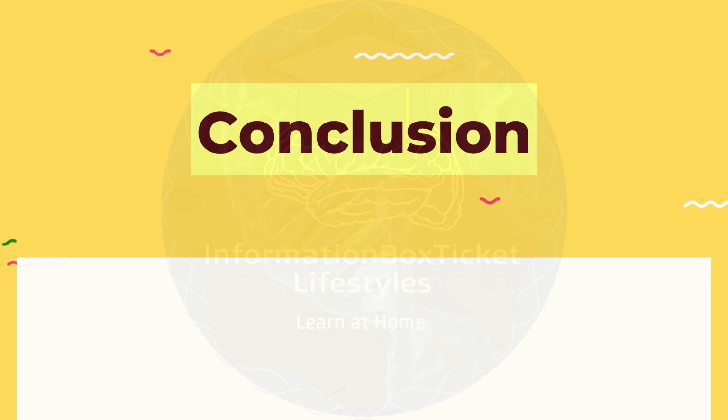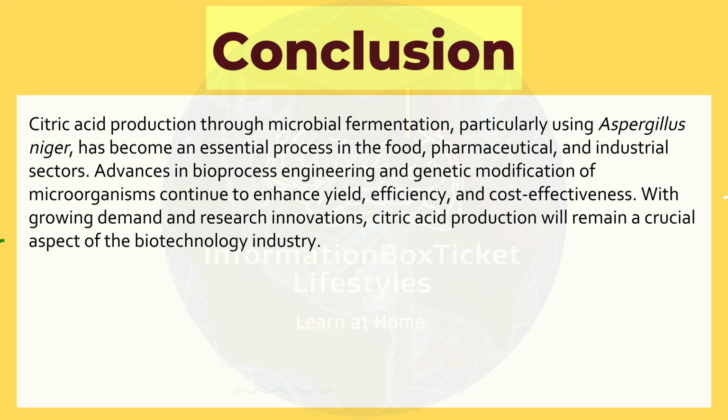Conclusion. Citric acid production through microbial fermentation, particularly using Aspergillus niger, has become an essential process in the food, pharmaceutical, and industrial sectors. Advances in bioprocess engineering and genetic modification of microorganisms continue to enhance yield, efficiency, and cost-effectiveness. With growing demand and research innovations, citric acid production will remain a crucial aspect of the biotechnology industry.